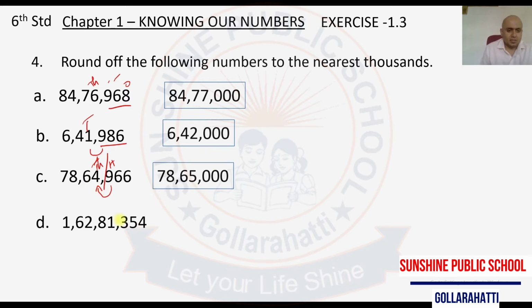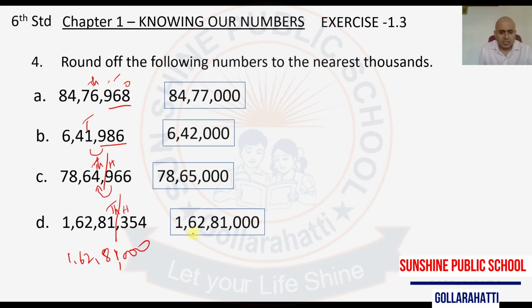Okay. Next number, 1,62,81,354. Now round off to the thousands place. In the hundreds place we have 3. It is less than 500, so you should not add any number to it. Write it down as it is. That is 1,62,81,000. This is the answer.